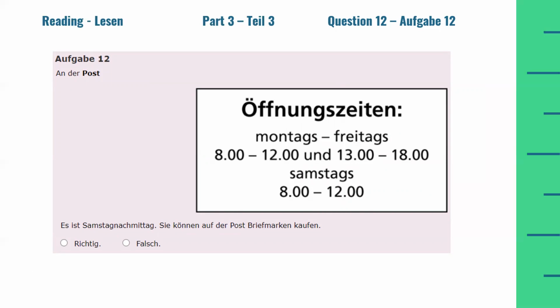Let's move to question number 12. An der Post. Es ist Samstag Nachmittag. Sie können auf der Post Briefmarken kaufen. It's Saturday afternoon. You can buy stamps at the post office. Now, we are provided Öffnungszeiten, which means opening hours. Montags bis Freitags 8 Uhr bis 12 Uhr und 13 Uhr bis 18 Uhr. Samstags 8 Uhr bis 12 Uhr.